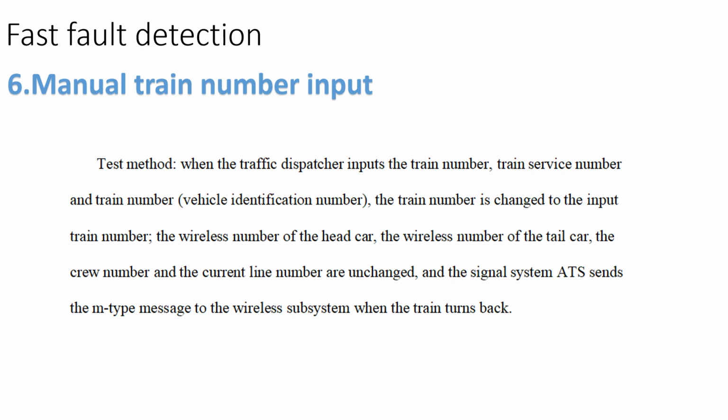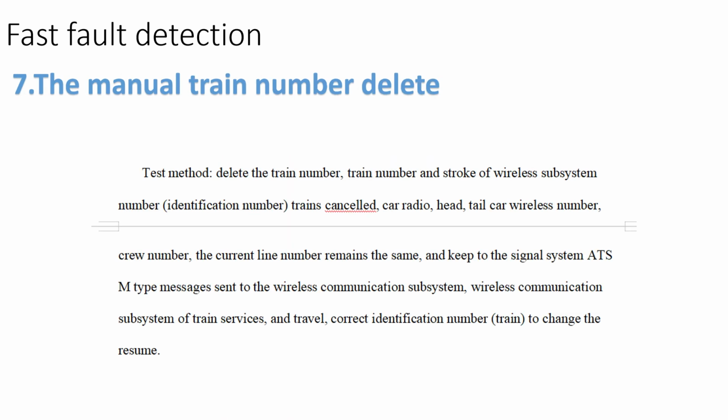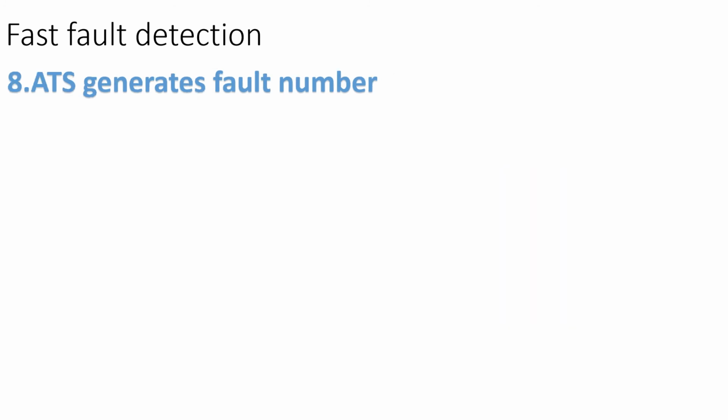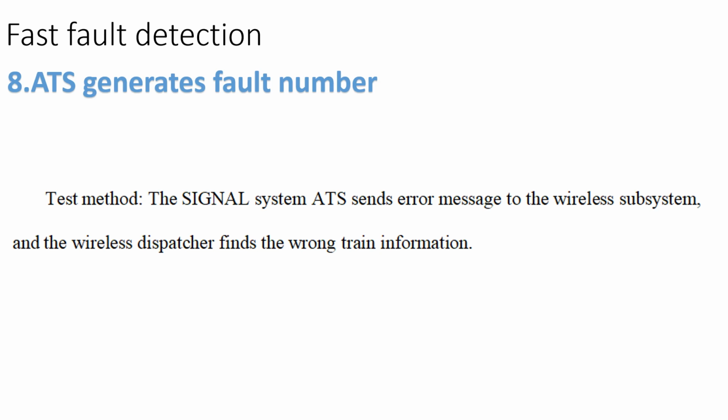When the traffic dispatcher inputs a train number, train service number, and the train number, the train number is changed to the input train number. The wireless number of the head car, the wireless number of the tail car, the crew number, and the current line number are unchanged. And the signal system ATS sends the M-type message to the wireless subsystem when the train turns back. The seventh is the manual train number delete. And the last one is ATS generates fault number.